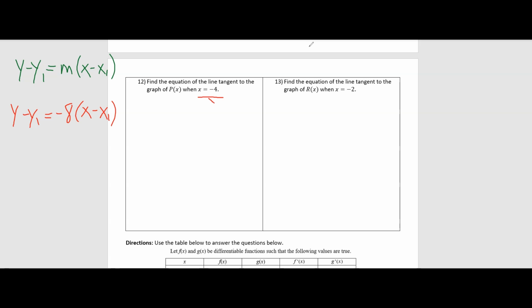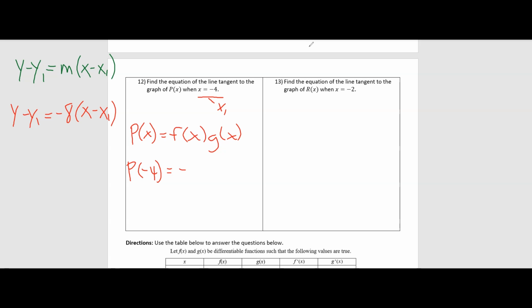I know what my x1 is, right? That's negative 4. Now to find my y1, that's going to be p of negative 4. Let's just rewrite p of x out here. So p of x is equal to f of x times g of x. Well, p of negative 4 is equal to f of negative 4 times g of negative 4. If you go back and look up at the graph, I'm not going to do that because I don't want to scroll over with the work we already did.